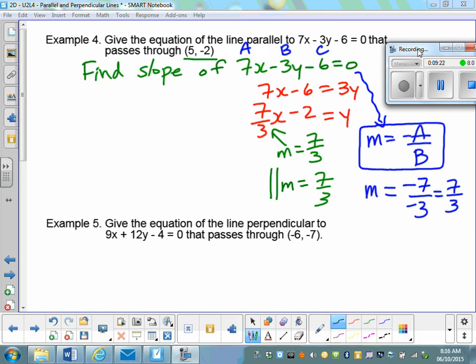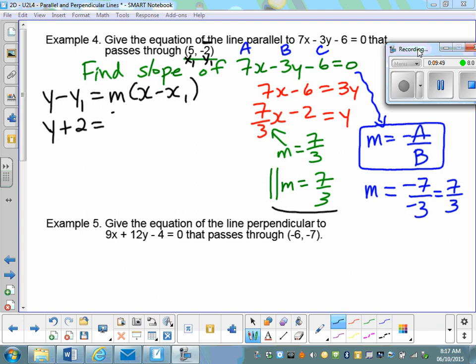All right, let's get back. I've got my slope. I've got my point, so remember that's my x1 and my y1. So I'll write my formula for finding the equation of a line using slope and a point, like we did yesterday. So this is going to be y subtract negative 2. So it's going to be y plus 2. My slope is 7 over 3. And then I've got x minus 5.